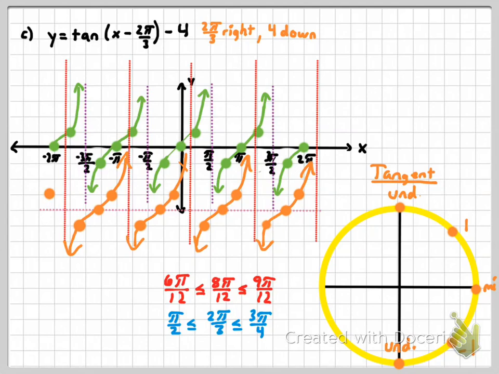All right, now it's challenging, but I think you can see the basic idea of how you graph a translation of a sine or a cosine or a tangent function. All right, thanks for watching. We'll work on this more in class to hopefully make it even easier for you. See you later.